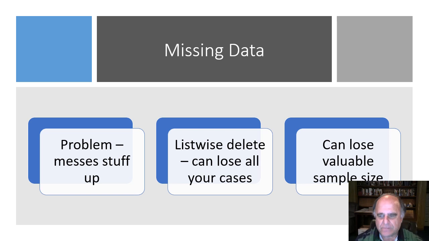Missing data. Missing data is a huge problem in analysis. The big problem is it just messes things up. It messes up the calculation of statistics. It can lead to deleting all of our data and telling us we don't have any data left to do an analysis. That's especially true if we use listwise deletion as an option in SPSS. And if we don't have that big a sample size, we can lose valuable sample size. Or even if we have a large sample size, we can lose valuable sample size. So missing data is always a problem.